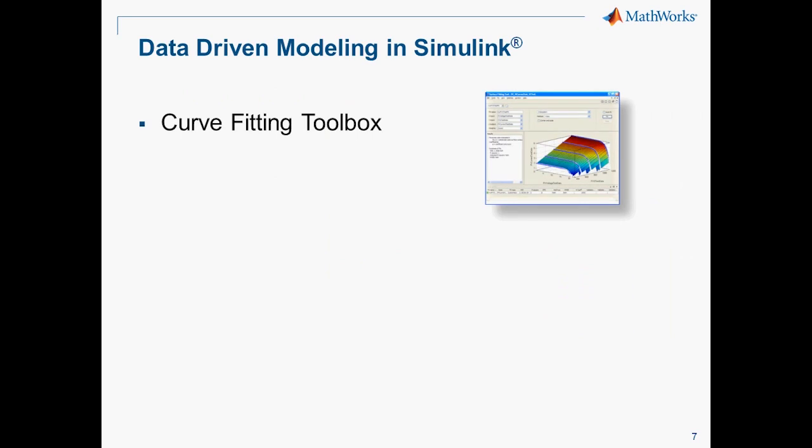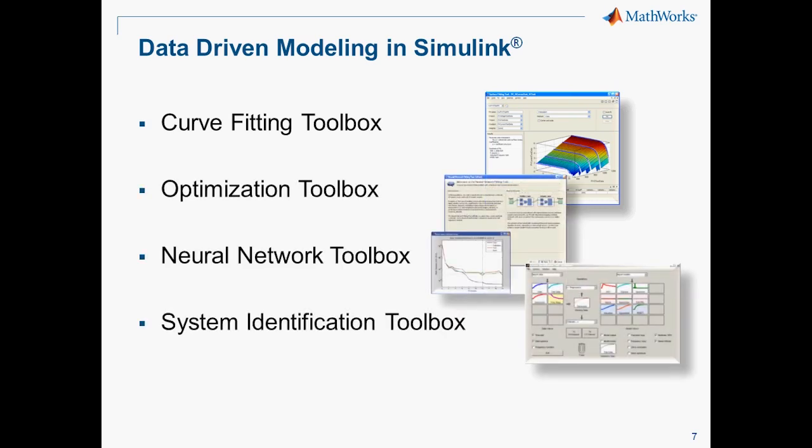So I showed you the Curve Fitting Toolbox, which allows you to do either curve fittings or surface fittings. But on the experimental data-driven modeling side, we have many, many tools that can allow you to do this. So we have a very powerful Optimization Toolbox, Neural Network Toolbox for predictive modeling, and also a System Identification Toolbox that can allow you to very quickly build dynamic models and transfer functions based on experimental data.